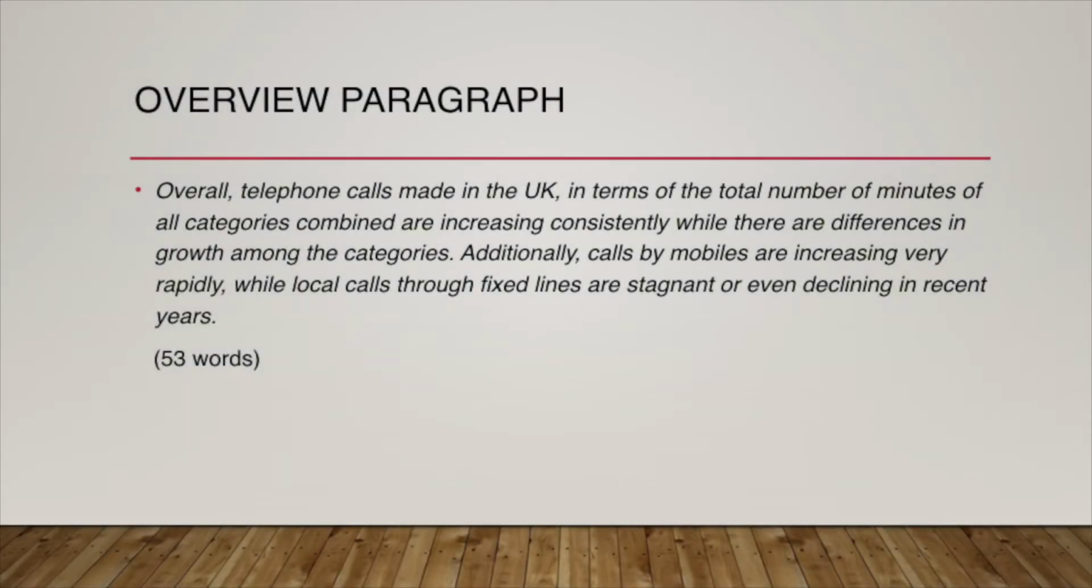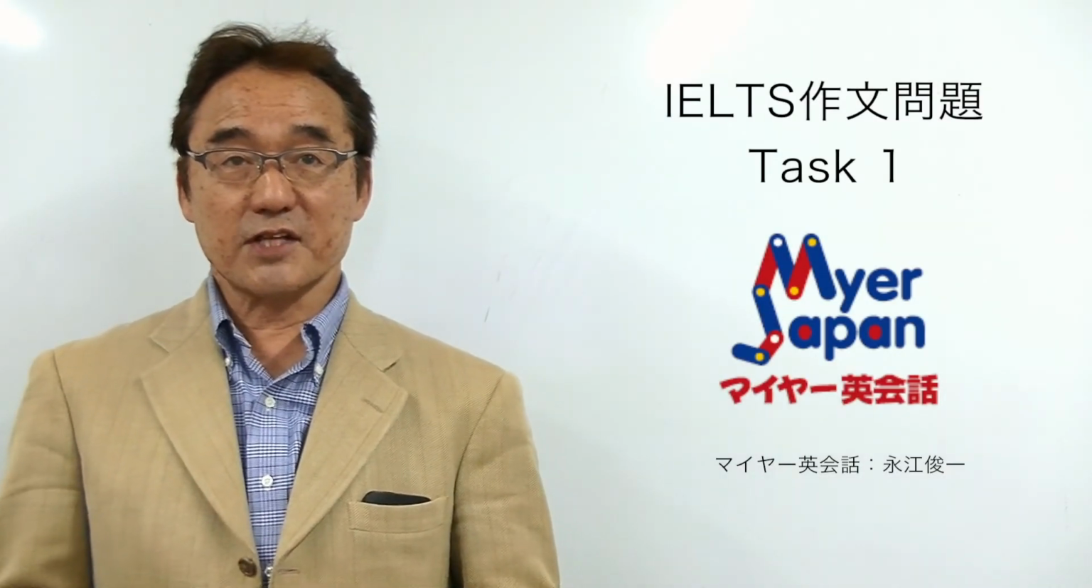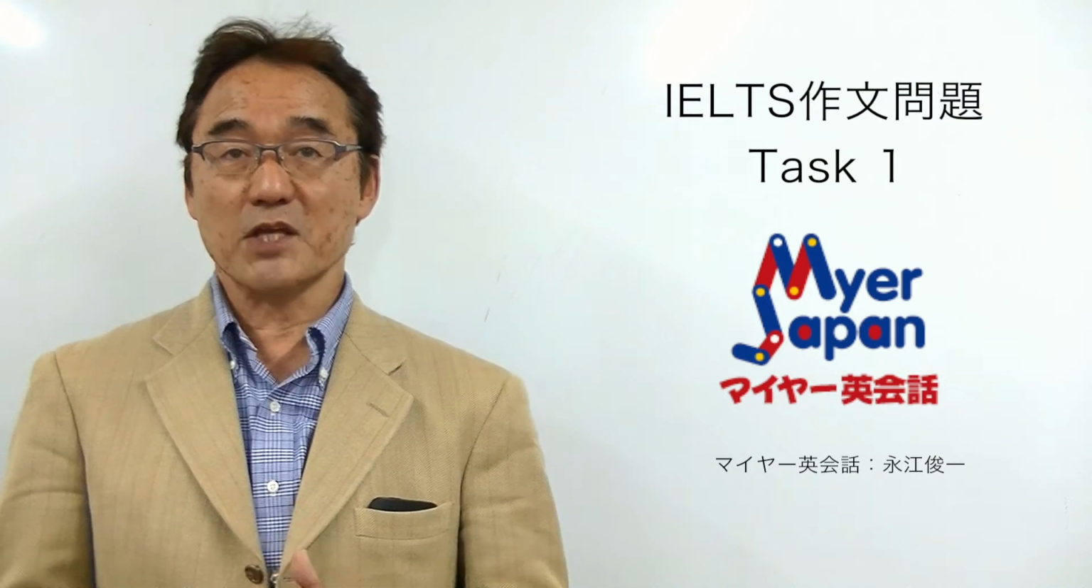Overview paragraph. Overall, telephone calls made in the UK in terms of the total number of minutes of all categories combined are increasing consistently, while there are differences in growth among the categories. Calls by mobiles are increasing very rapidly, while local calls through fixed lines are stagnant or even declining in recent years. The program directions dictate that you summarize the information.